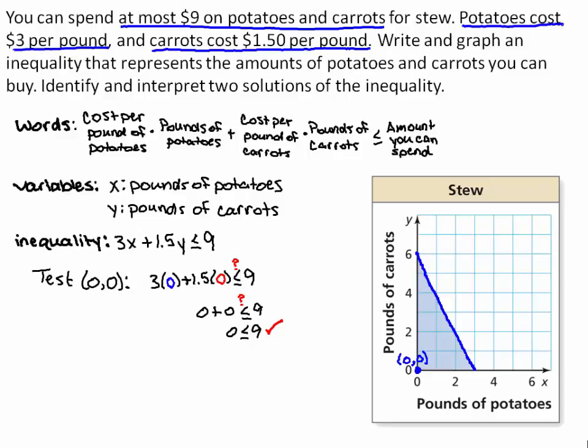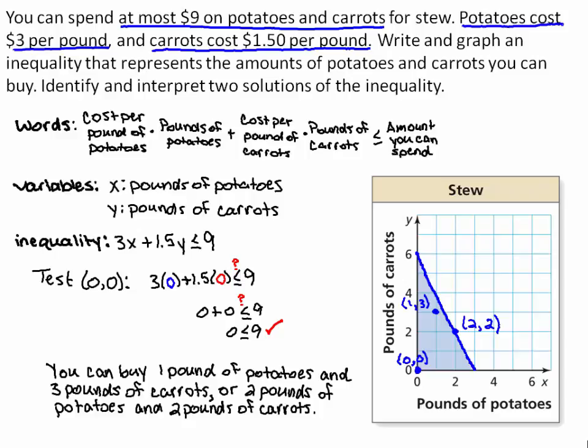From the graph, you can see that one possible solution is (1, 3), because it lies in the shaded half plane. Another possible solution is (2, 2), because it lies on the solid line. So you can buy 1 pound of potatoes and 3 pounds of carrots, or 2 pounds of potatoes and 2 pounds of carrots.